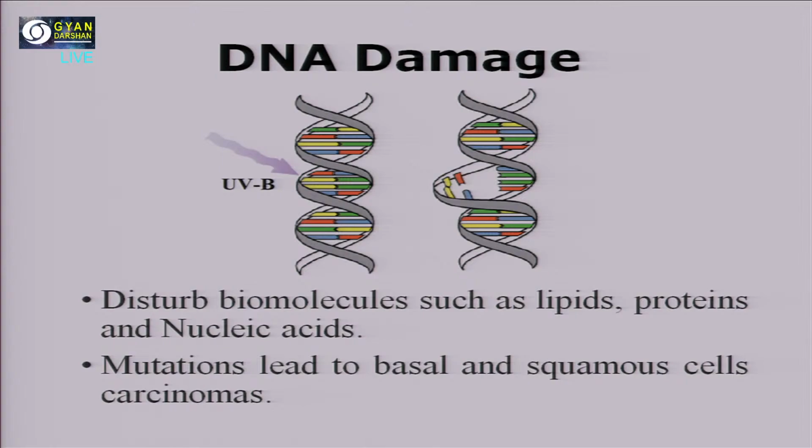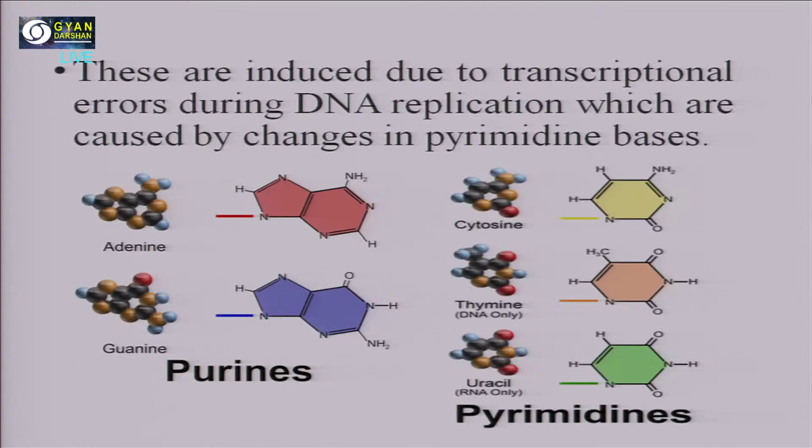Here, if you see, when the UVB radiation strikes the normal DNA helix pattern, they can disturb the lipids, the proteins, the nucleic acid, and the mutations can then lead to the basal and the squamous cell carcinomas. So these are the purines and the pyrimidines, and the cancers are occurring due to the errors that are occurring in these bases.